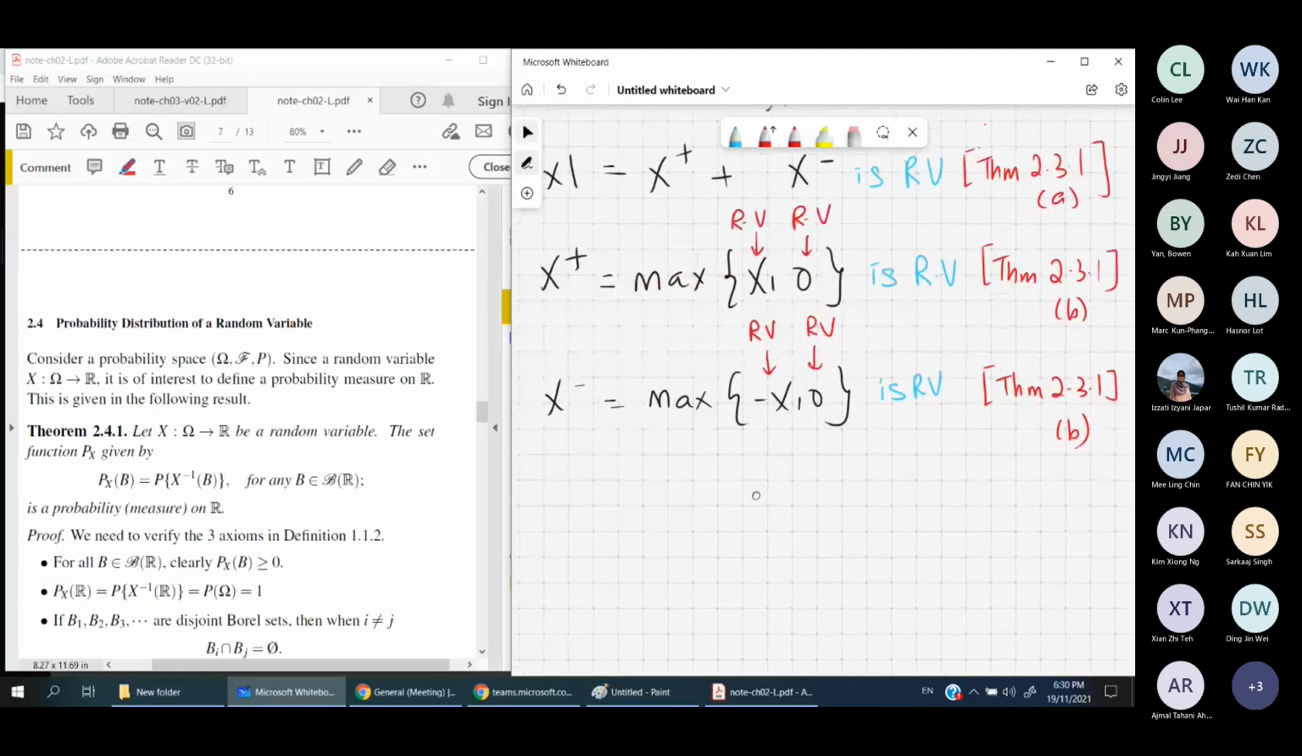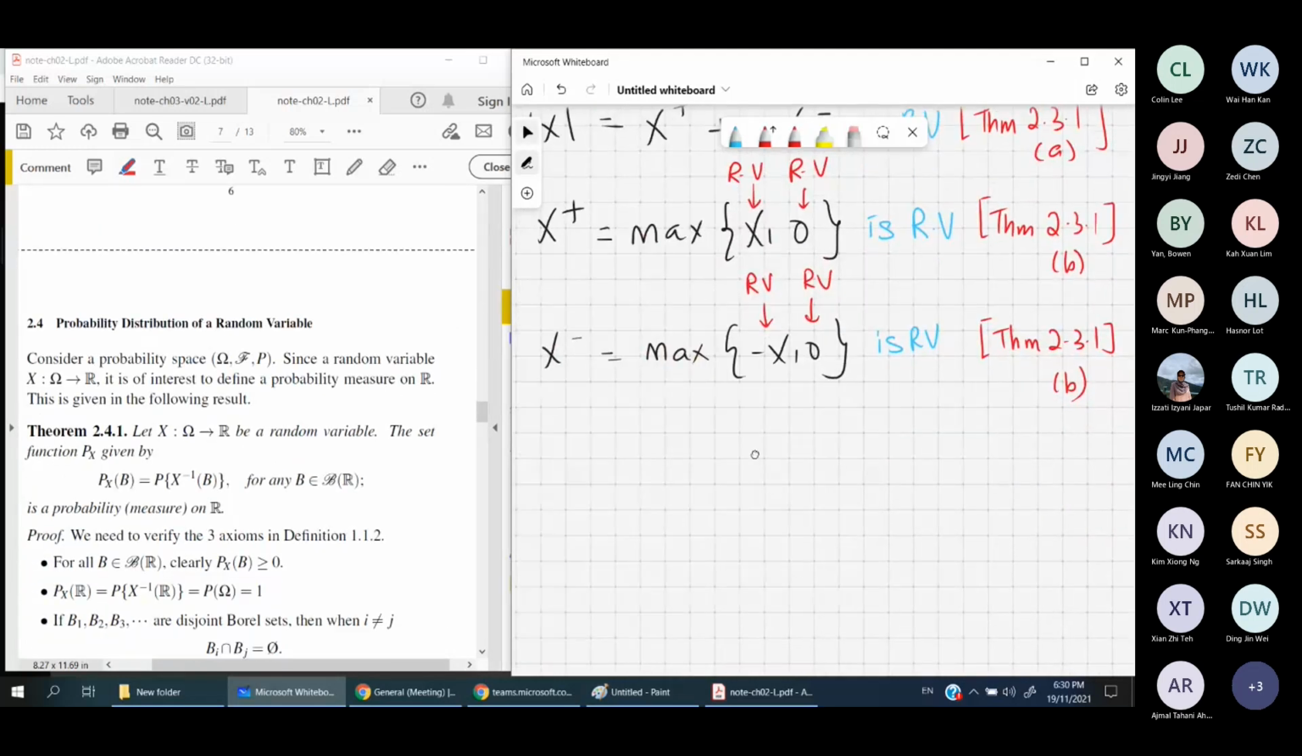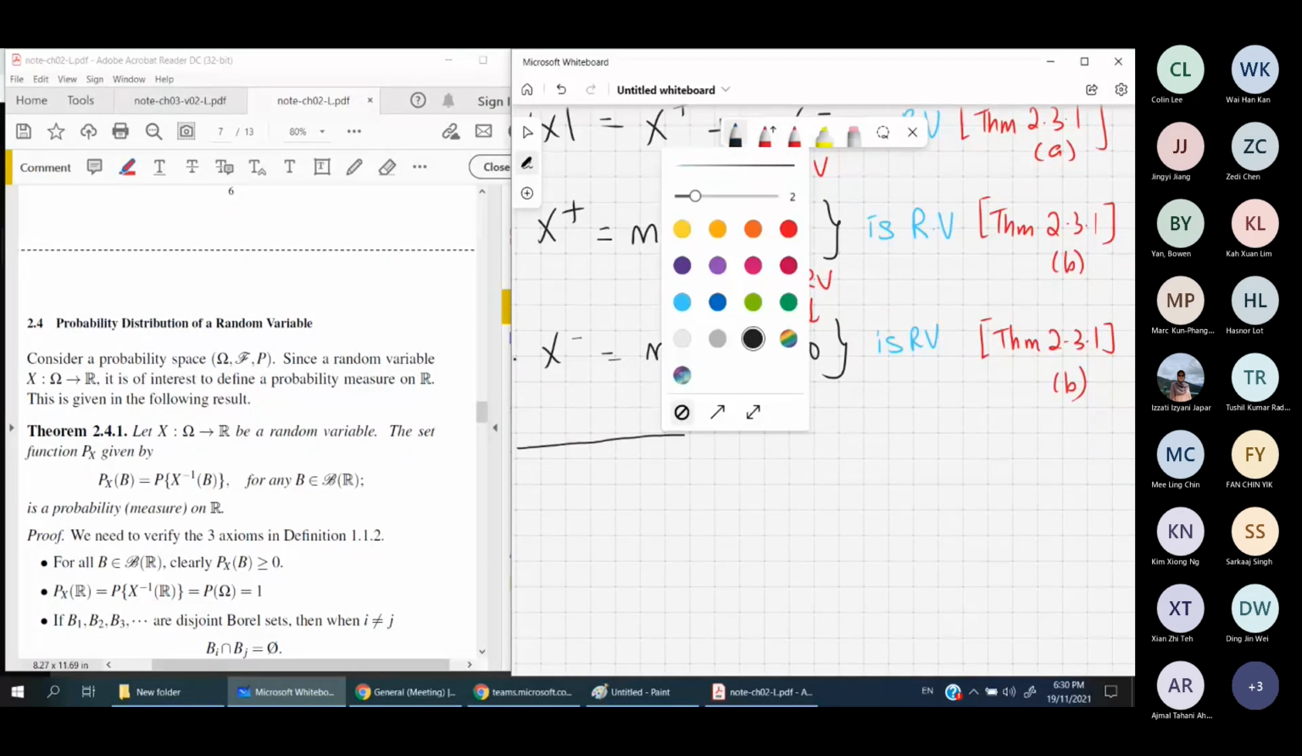Okay, next we come to the second topic for our chapter 2 here. So this is the first part. We are talking about random variables and some of the properties of the random variable. So the second part will be here, the probability distribution of a random variable.